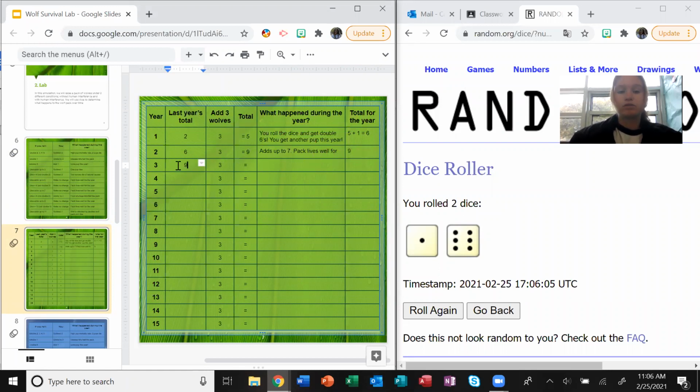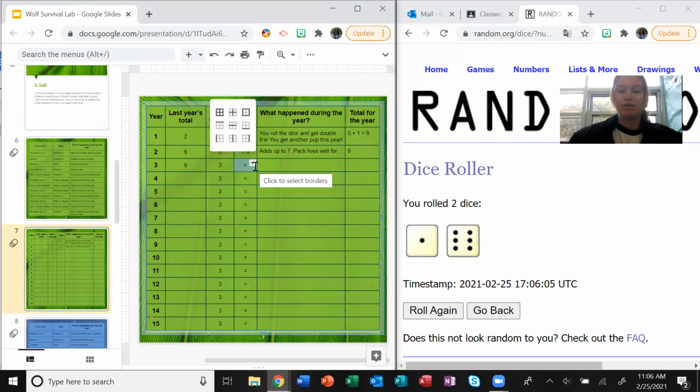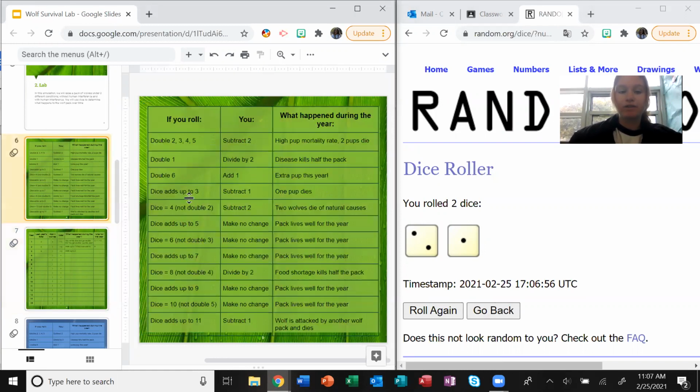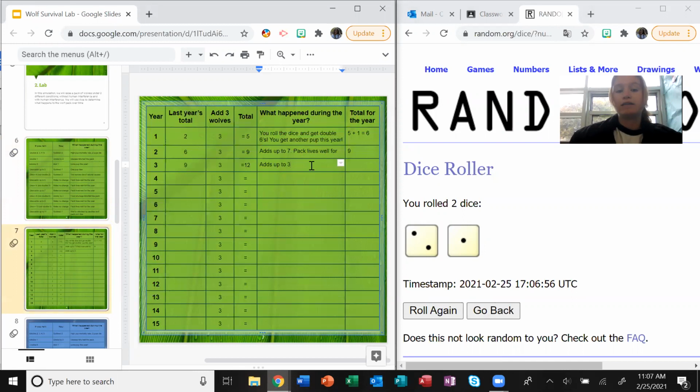Go to year 3. Again, we're still starting with 9. We're going to add 3 wolves because puppies. 9 plus 3 equals 12. Now it's time to roll the dice again. 3. Okay, so it adds up to 3. Look at our reference sheet. Dice adds up to 3, subtract 1, 1 pup dies. Give our explanation, 1 pup dies. And we're going to show our math here: 12 minus 1 equals 11. That's why in year 4, we're going to start off with 11 pups.